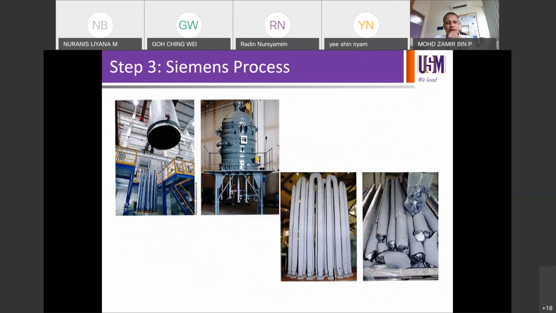So this is how the Siemens process looks like. That's the jar, and those are the rods, polysilicon rods 9N. Then it's going to be broken into chunks. This one is not yet broken. So this is poly 9N. It's going to be broken more and more into smaller and smaller pieces, and only then will it be ready for the next process.